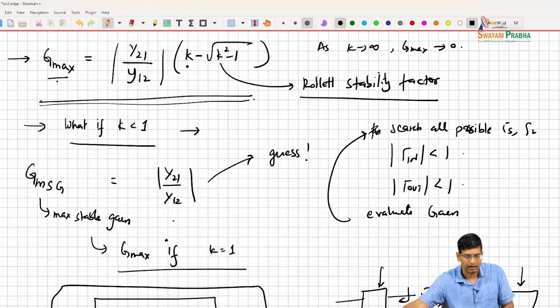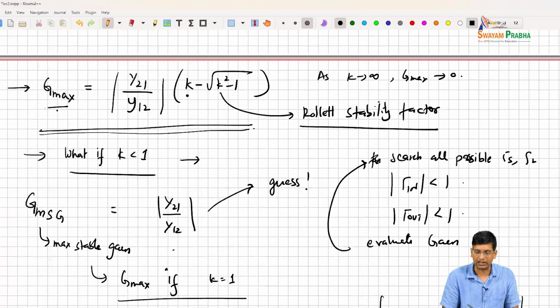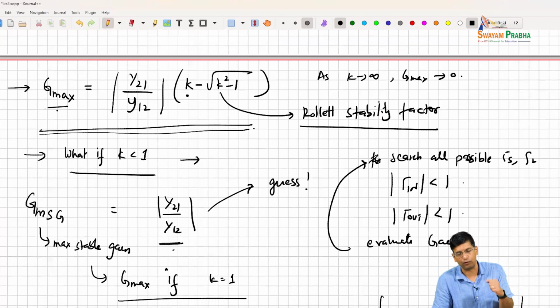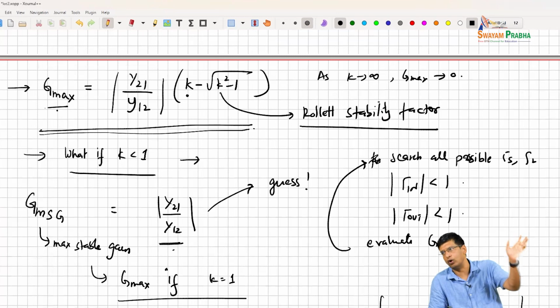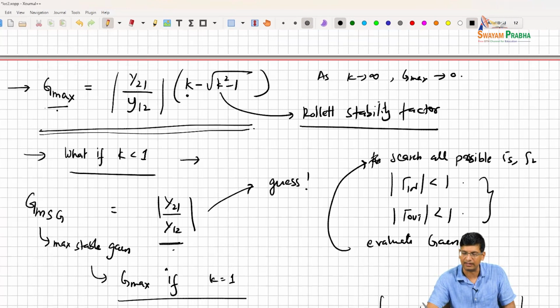And GMSG is again just a best guess for the gain that you can get. If you really wanted to find out what is the maximum gain that you can get, what you would do is search through all the source and load impedances, find out some that satisfied this condition, evaluate the gain for that particular source and load, and then keep searching through all possible source and load till you found the best possible gain.